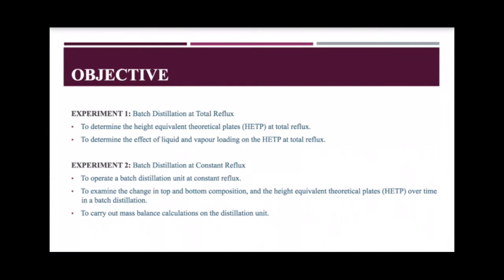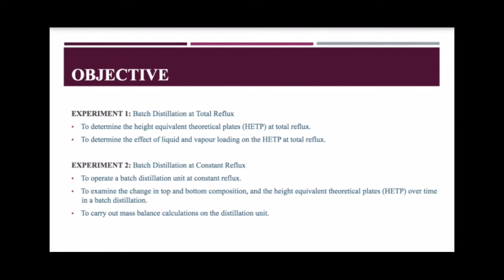This experiment is divided into two parts. The first part, the batch distillation, is carried out at total reflux, and the objectives are: the first one, to determine the height equivalent theoretical plates, HETP, at total reflux, and the second one is to determine the effect of liquid and vapor loading on the HETP at total reflux.